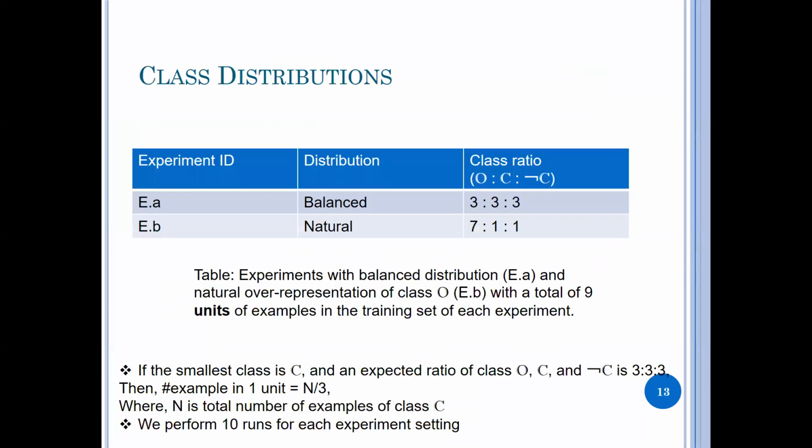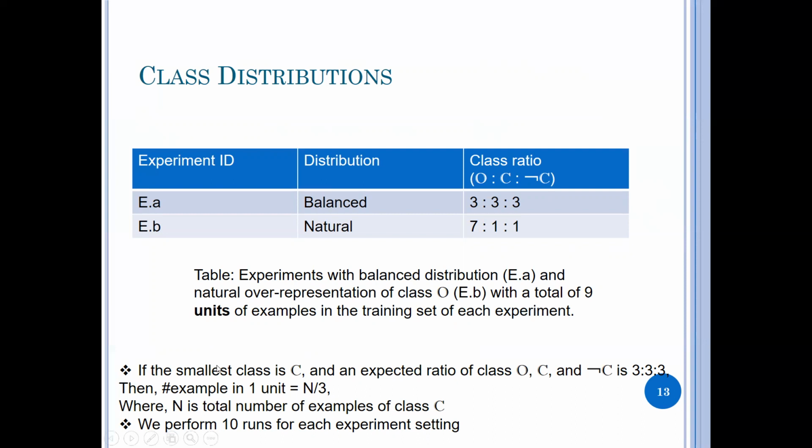Now I would like to discuss our methodology. To explore the natural distribution and non-ROIs, we designed two experiments: Experiment A for balanced distribution and Experiment B for natural distribution. We use a total of nine units of examples in each experiment.